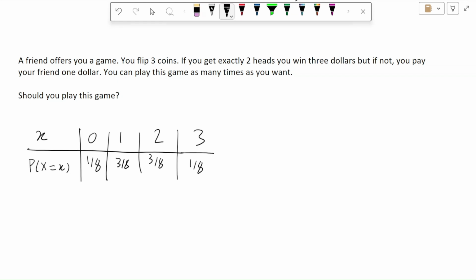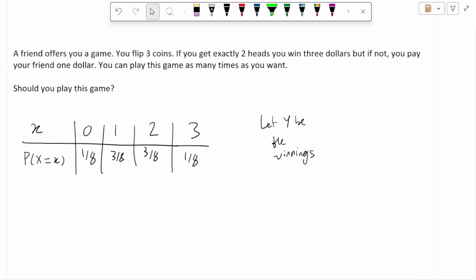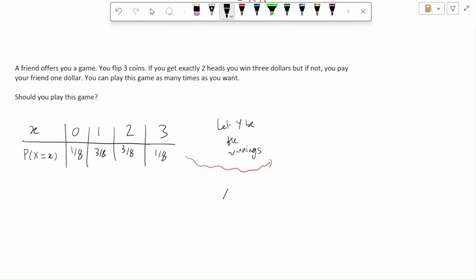So I'm going to say let y be the winnings. Okay, so we want to make a PDF for y based on the PDF for x. Now, if X was 0, so that's 0 heads, you didn't get 2 heads, so your winnings were -1. You lost $1. You paid your friend $1. If X was 1, you get 1 head, you've also paid your friend $1. And if X was 3 heads, you've also paid your friend $1. The only difference is if X was 2 heads, you win $3. So you get the $3 back.